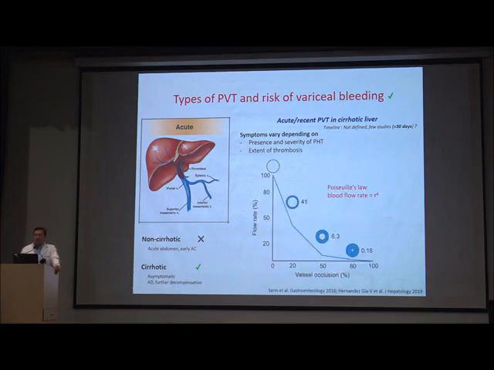Moreover, the relationship between vessel occlusion and flow rate is not linear. You can see here that if there is 50% occlusion of the portal vein, the decrease in blood flow is almost 80%. So even with a 50% decrease in lumen diameter from the thrombosis, the flow rate is very low, and there is almost a 98.4% decrease in portal flow if the occlusion is 80%. So partial PVT also leads to a high risk of decreased portal blood flow.